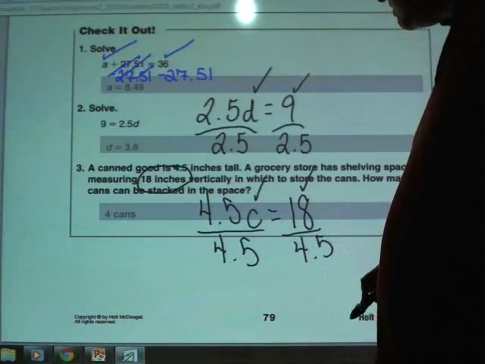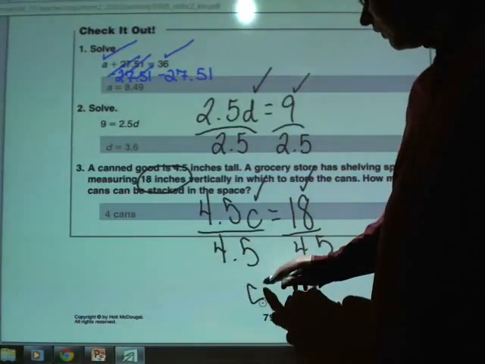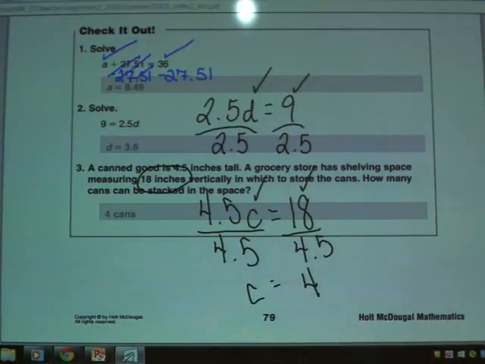When I take 18 and divide by 4.5, that's going to give me my result that you see, 4, as in C equals 4, or there are 4 cans stacked in that 18 inches of space in context.